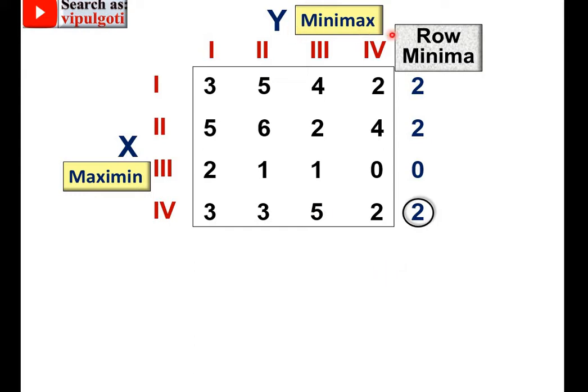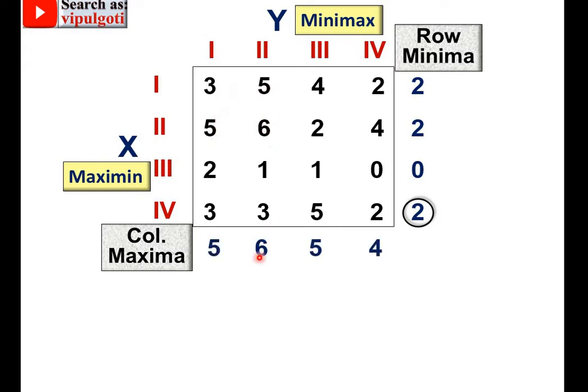Now I am going to apply the minimax principle. That means the minimum value out of all maximum values. So first I am going to find the maximum values from each column, and that is called the column maxima. So here the maximum value is 5, here it is 6, here it is 5, and here it is 4. Now minimax, that means the minimum value out of all maximum values. So here this one is the minimum value.